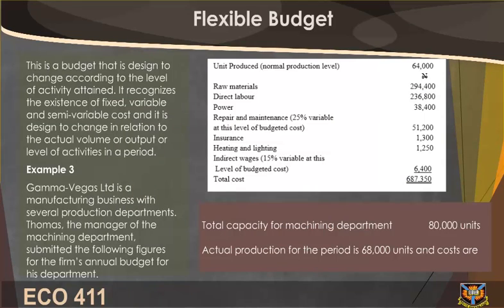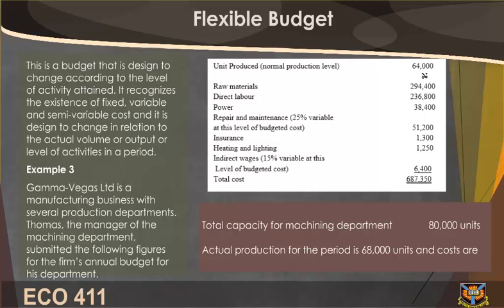Flexible budget. This is a budget that is designed to change according to the level of activity attained. It recognizes the existence of fixed, variable, and semi-variable costs, and it is designed to change in relation to the actual volume of output or level of activity in a period. Example 3.